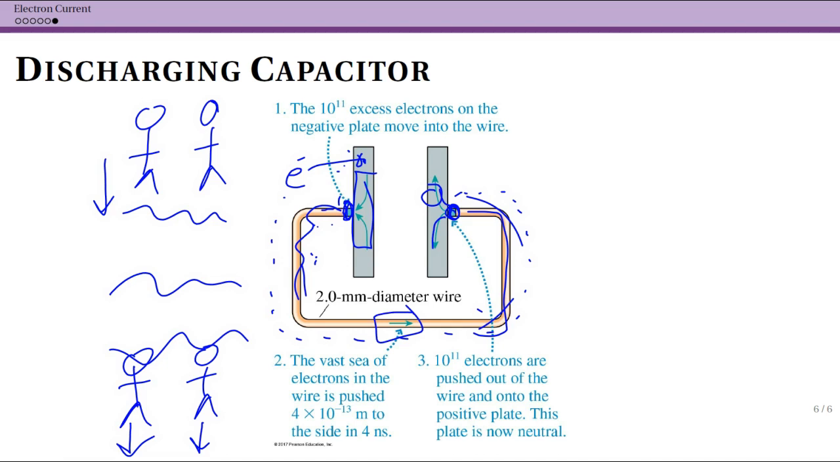So that's the overview of electron current, and in the next video, we're going to zoom in and think about this microscopically and understand what's actually causing all of these electrons to even have a drift velocity.